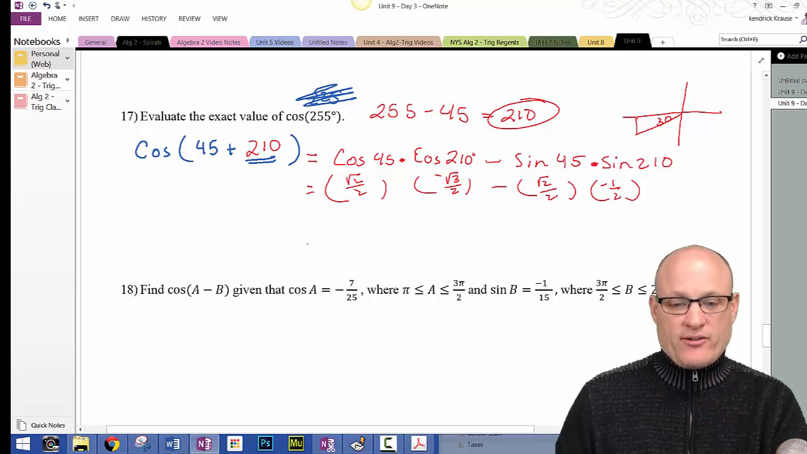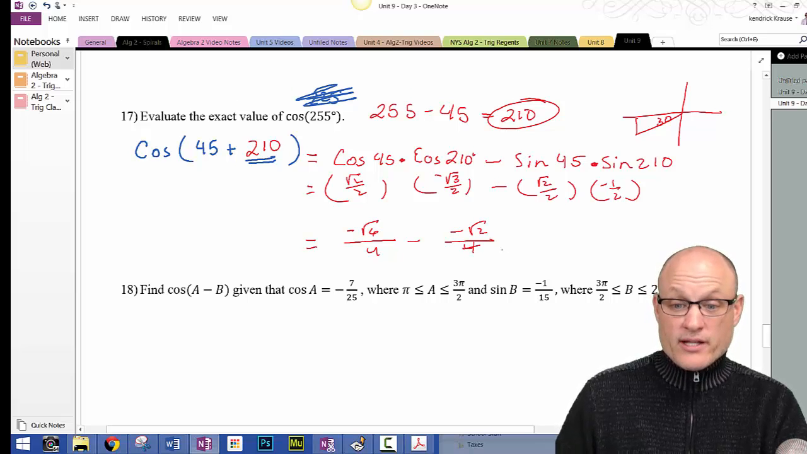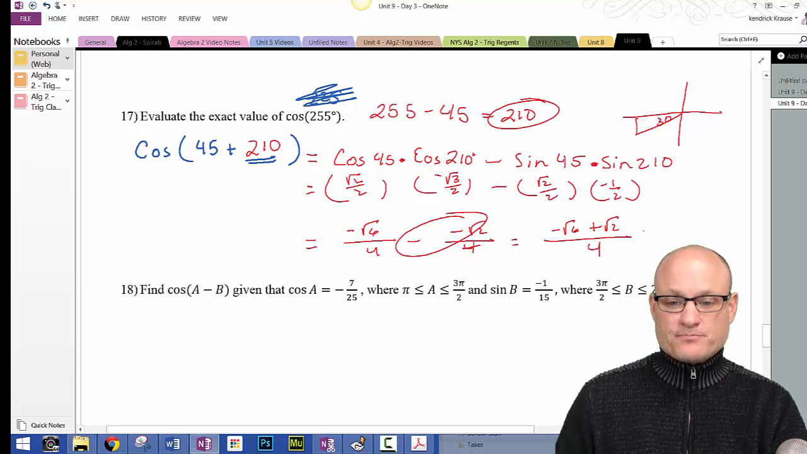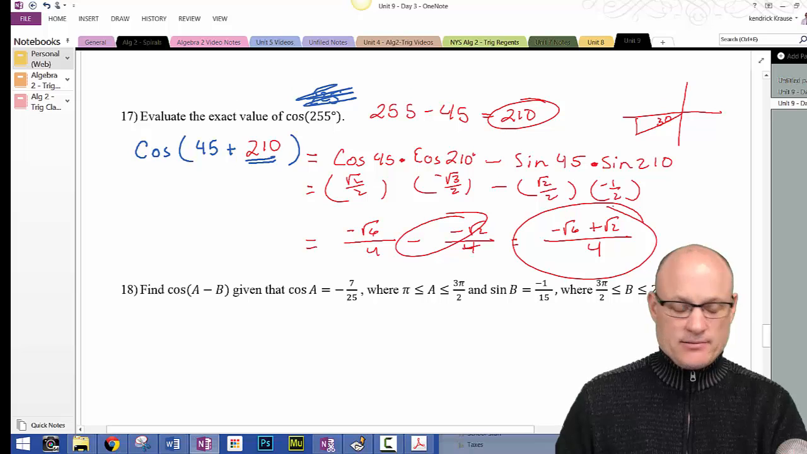Because I have all these crazy radicals, I can't type it in the calculator, so I've got to do the math. Negative radical 6 over 4 minus negative radical 2 over 4. Be careful: negative, negative makes a positive. So it's negative radical 6 plus radical 2, all over 4. Got it? All right, we're done with those.